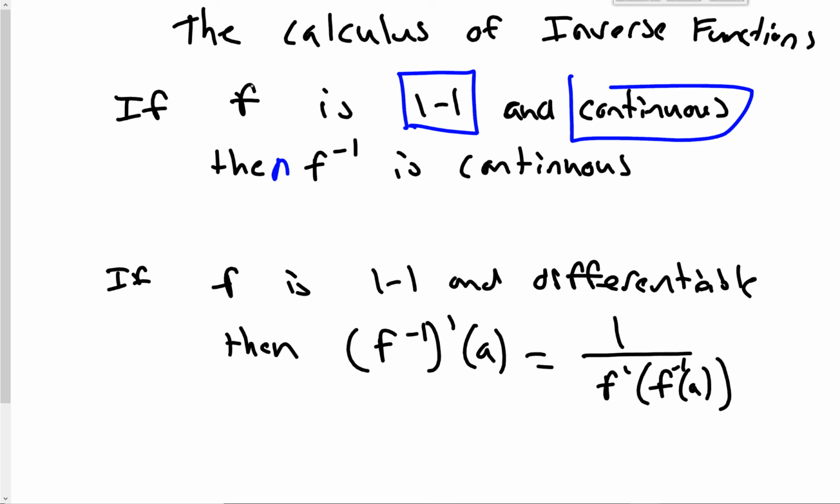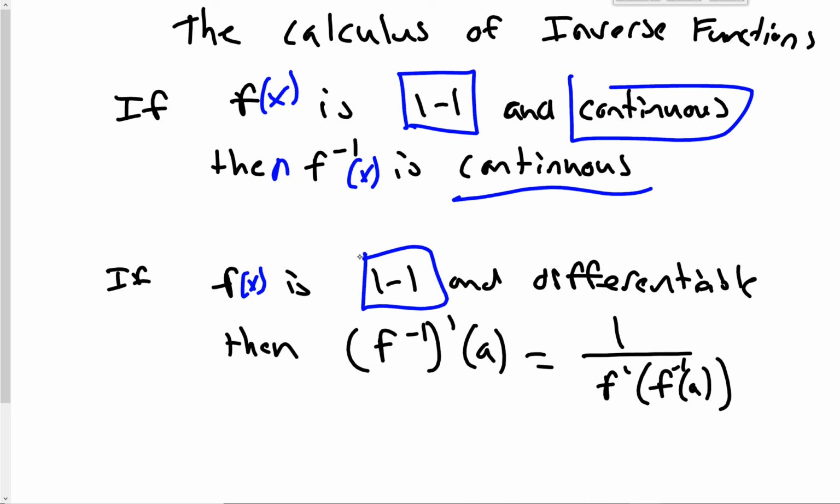Then, if that's true, if our original function, just f of x, is one-to-one and continuous, then the inverse of that function, whatever it is, will also be continuous. Okay, then if we have a function, say f, that is one-to-one and differentiable, meaning the derivative exists, we can find the derivative, then this is also true. This is the important part.